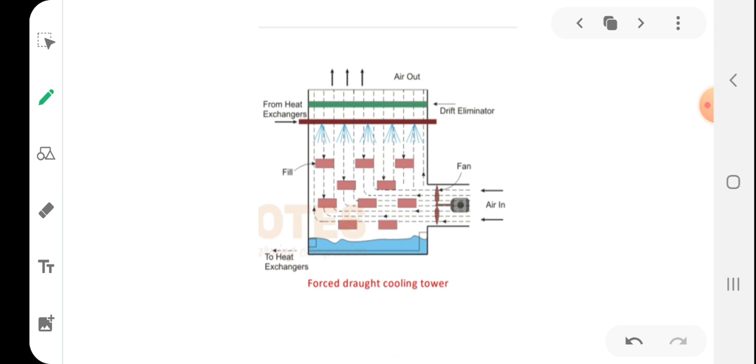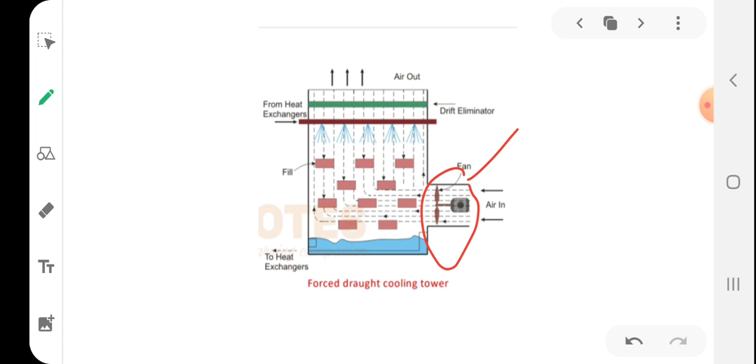Now we will move to the forced draught cooling tower. Here you can see that the fan is placed here. It contains a horizontal shaft for the fan situated at the air intake, and it is placed at the bottom of the tower. So actually the fan is pushing the air, not pulling. In an induced draught cooling tower, the fan is pulling, but in a forced draught cooling tower, the fan is pushing the air.